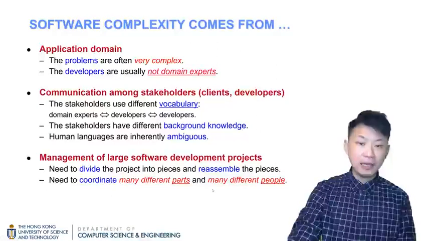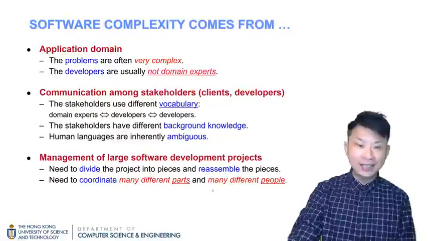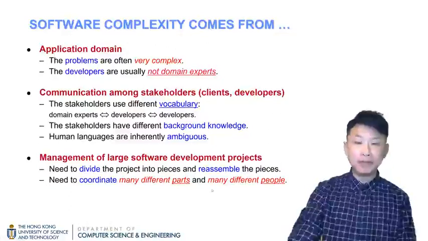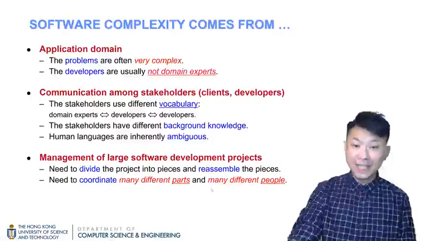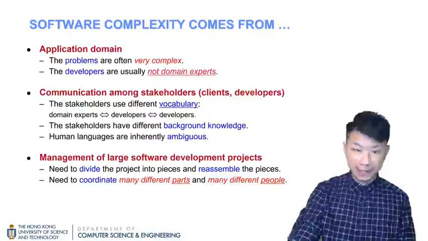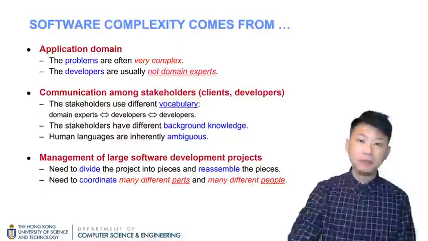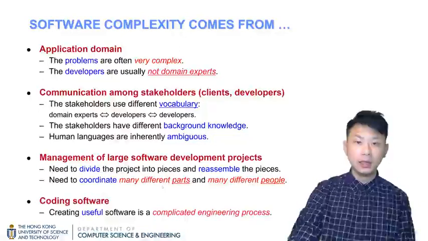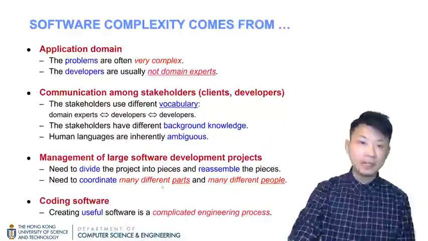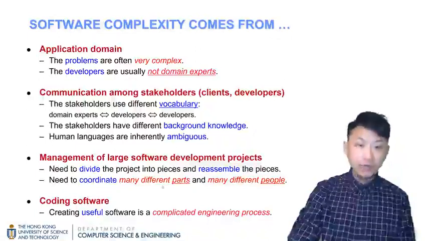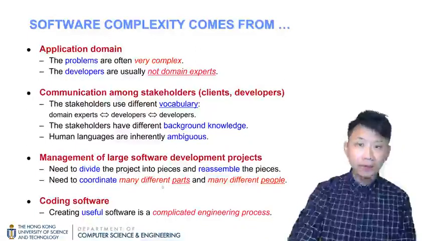And also management of a large software development project is going to be complicated. So that's why we have to divide the project into pieces and then reassemble the pieces. And we need to coordinate with many different parts and also many different people. And also coding itself is going to be complicated, and creating useful software is going to be a complicated process.